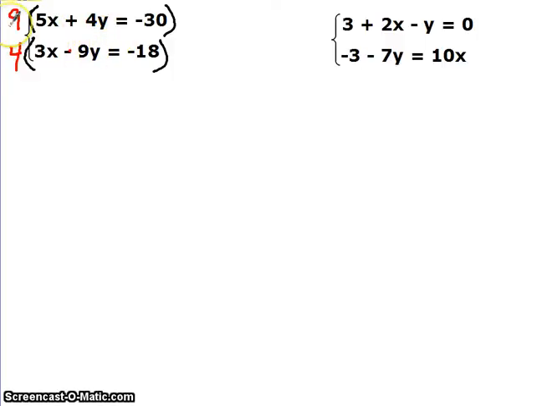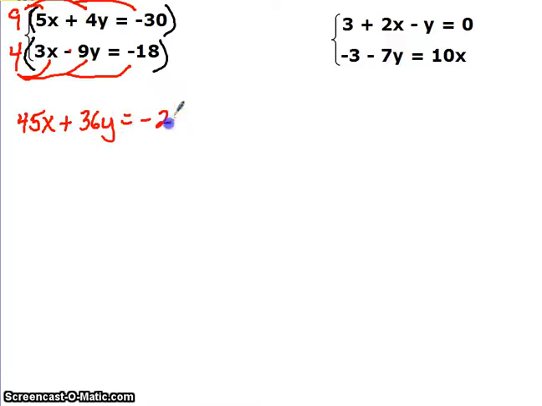Sometimes you can multiply by a LCD, let's say LCM, a least common multiple. But if you don't want to figure that out, just multiply them by each other. So everything on this top one gets multiplied by 9. Everything on this bottom one gets multiplied by 4. So that's going to be 45x plus 36y equals negative 270. Down here we get 12x minus 36y. That's what we're looking for right there. Those are going to cancel. Equals negative 72.